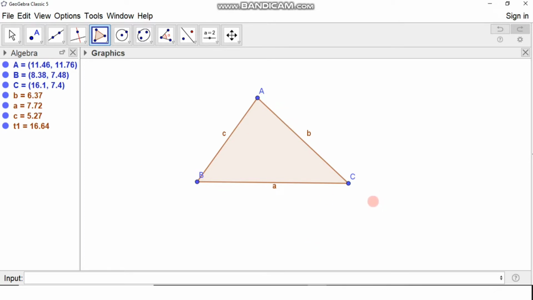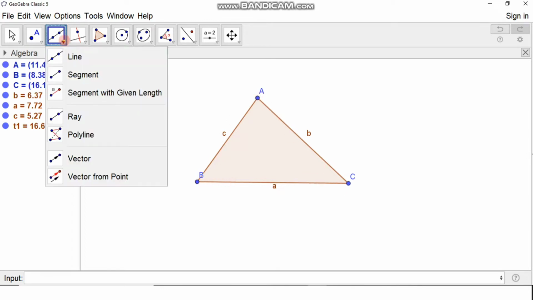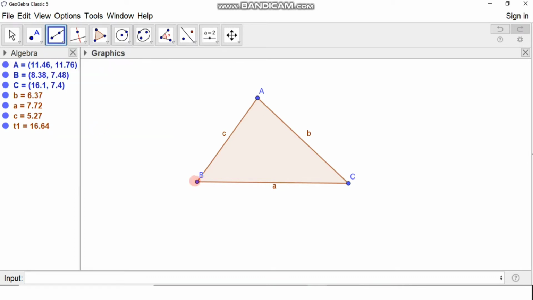Now here we have to verify the property of remote interior angles. That's why we must have an exterior angle. So to draw an exterior angle, we have to draw a ray along any of the sides of this triangle ABC, along side AB or side BC or side AC. So let us have the ray icon. So click on the ray icon and click on point B and point C to have ray BC, which is along side BC of triangle ABC.